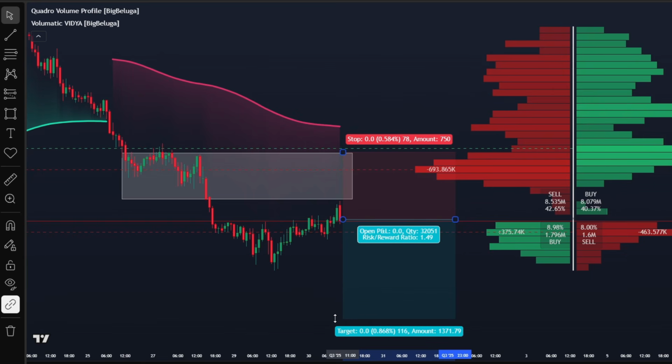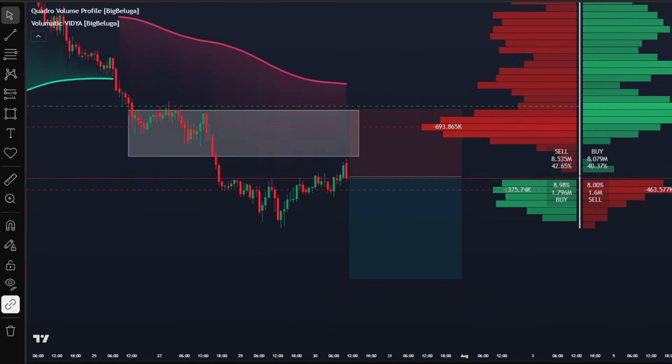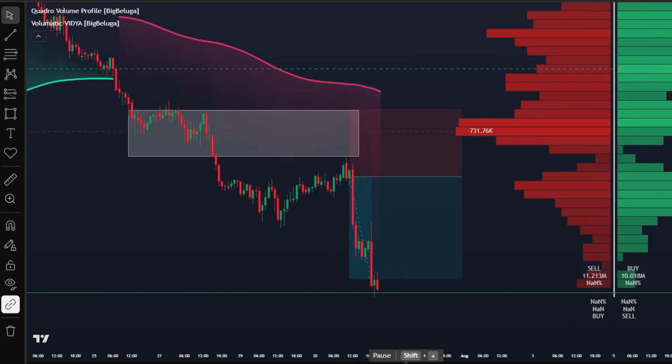This strategy isn't here to give you 100% win rate. It's designed to help you stop trading random lines and start trading levels that are backed by real activity.